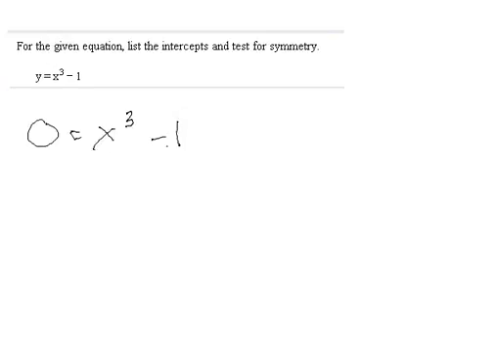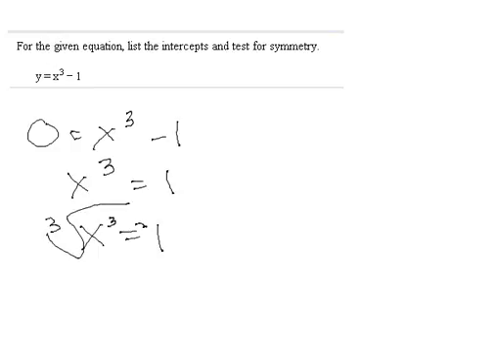Solving this, because there's no other variable term, I can just write this as x cubed equals 1, and then I can take the cube root of both sides, and the cube root of 1 is just in fact 1. So if I do the cube root of x cubed and the cube root of 1, I do just get that x is equal to 1.